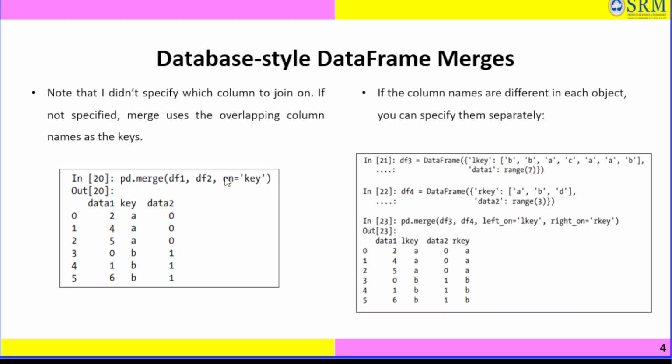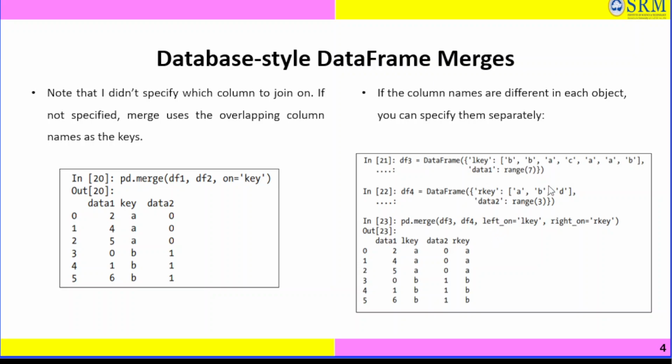If you are specifically merging two data frames with the help of a key, you can specifically pass on is equal to key. You can get the same output. If you are not passing anything, by default it is taking key, as we discussed in the previous example.